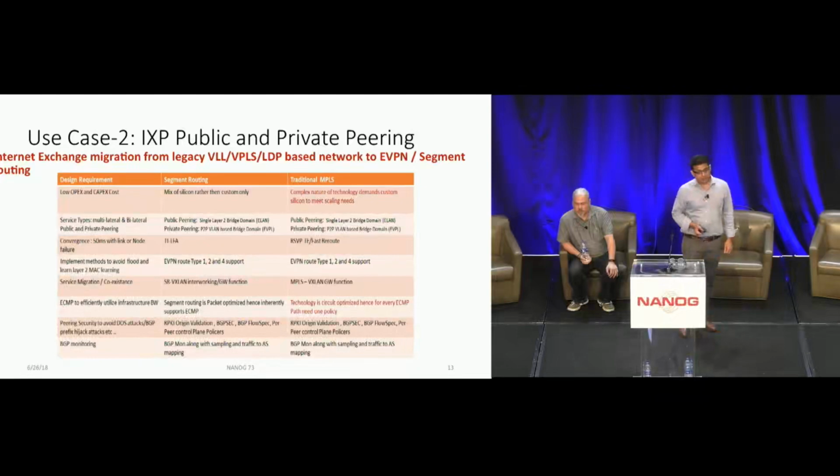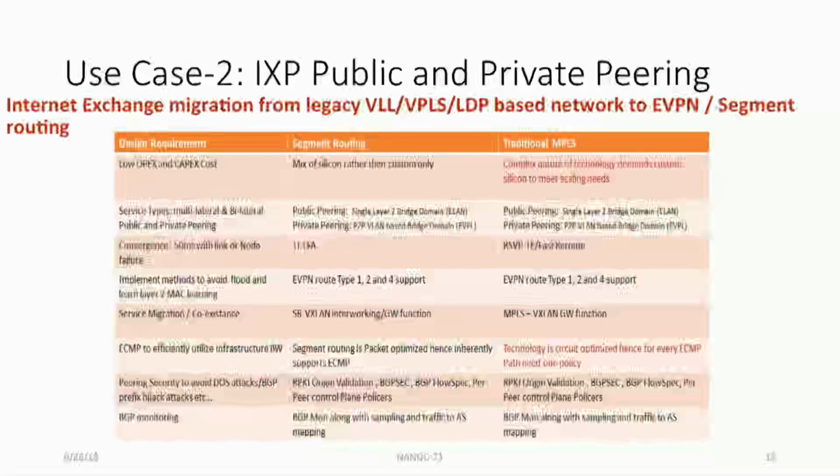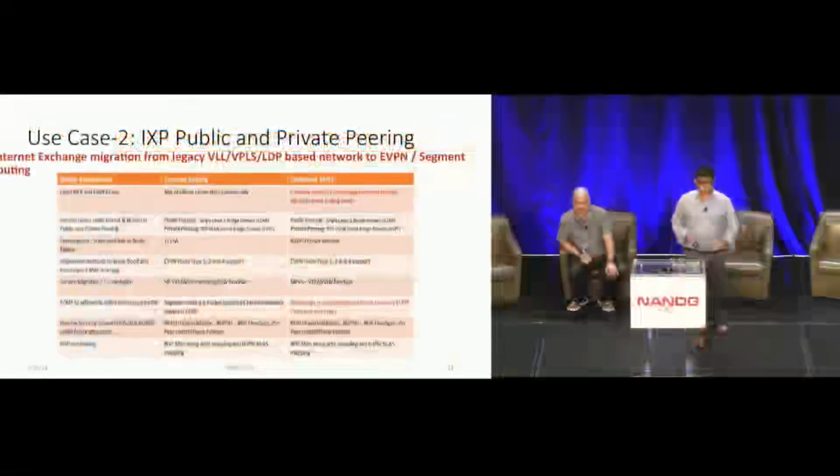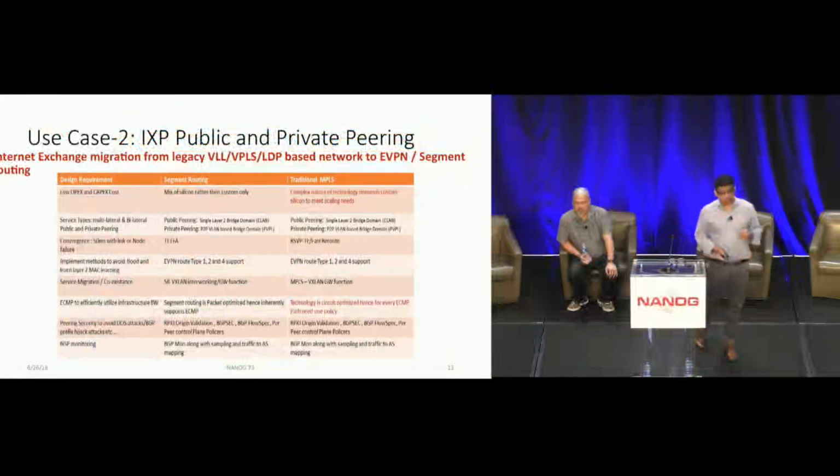Use case number 2. Everybody is very familiar in NANOG with the IXPs. You do public and private pairing. So the design goals that were given to us again are low operation and capex cost. Same thing here. To bring the cost down, you need to have a mix of merchant and custom silicon. And if you go with the traditional MPLS traffic engineering, it's tough to put merchant silicon in the core routers.